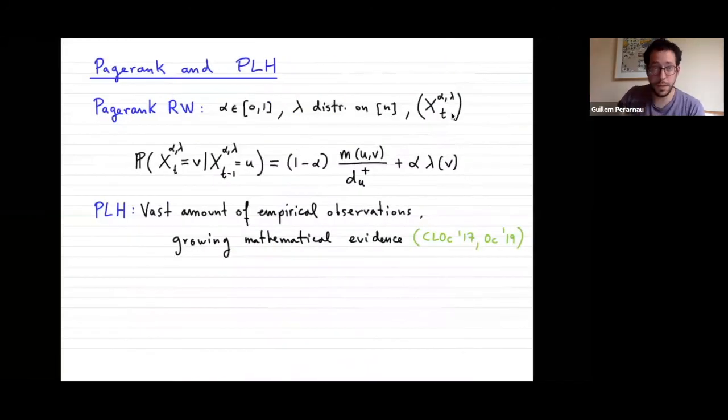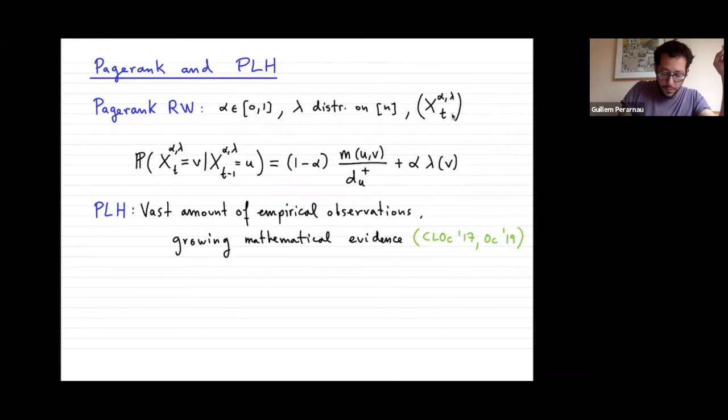Finally, let me say something about the PageRank, as I promised before. So the PageRank random walk is a modification of the random walk I told you. Here we're going to have a parameter alpha. This alpha is sometimes called the teleporting probability, the probability that we decide to stop the random walk we were doing and restart at a new vertex. And lambda is the teleporting distribution. So at the moment we get tired of doing the random walk, we jump with probability alpha, and we land at v with probability lambda of v.